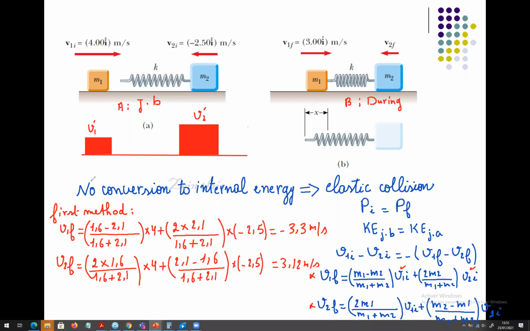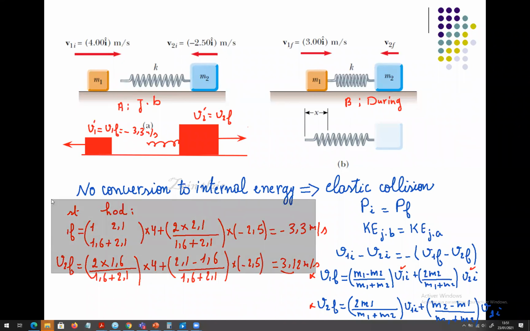So V1 final, or V1 prime, is the same, okay? V1 final equals minus 3.3 m/s. It means the object is moving in the negative direction, to the left. And here, this object with the spring is moving to the right, plus 3.12. Here we have also V2 final.